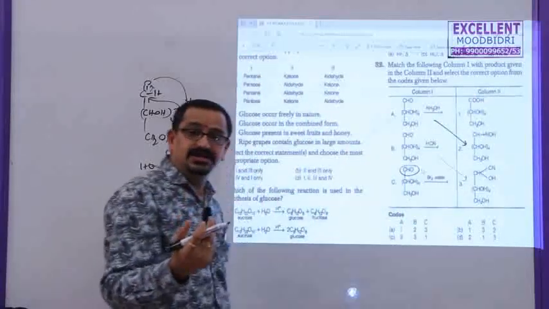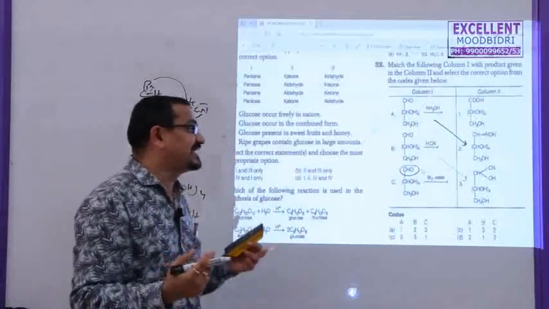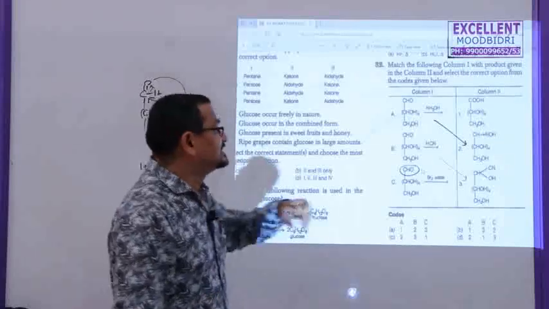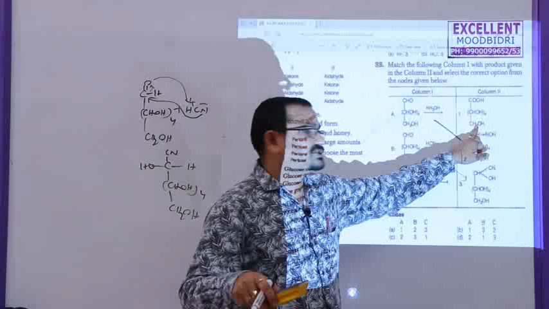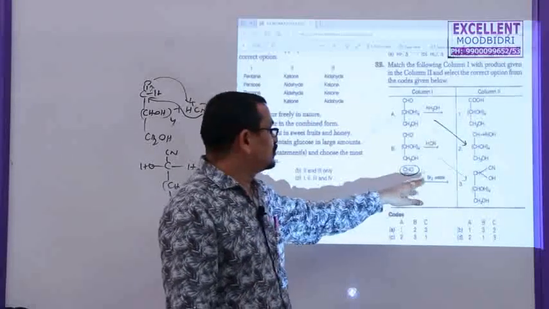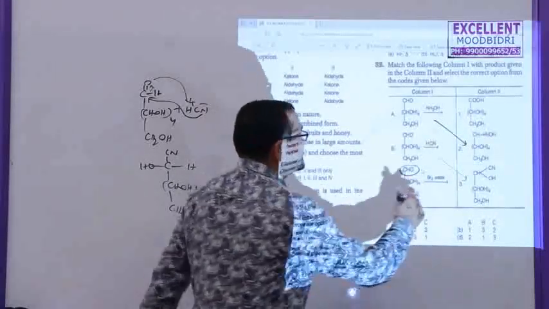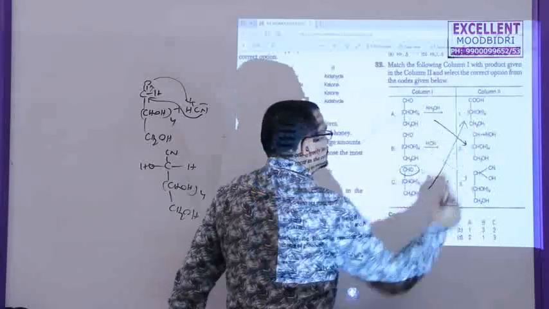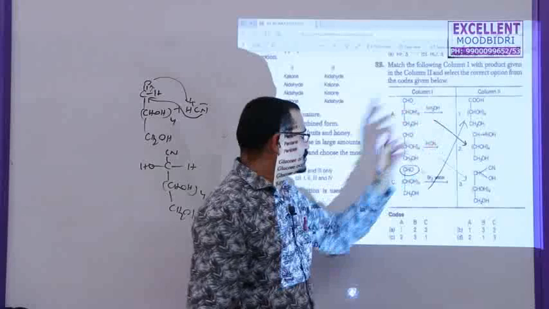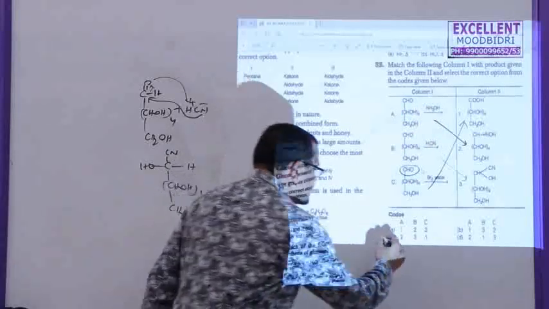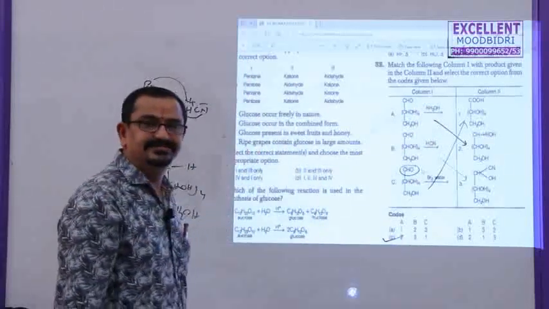We have another oxidation, in the presence of nitric acid, that gives saccharic acid. Saccharic acid means even the terminal alcohol will also be converted to COOH. That is a stronger oxidant, whereas bromine water is a mild oxidant. So for C, it is option 1. So A maps to 2, B maps to 3 and C maps to 1. So the suitable option is C.